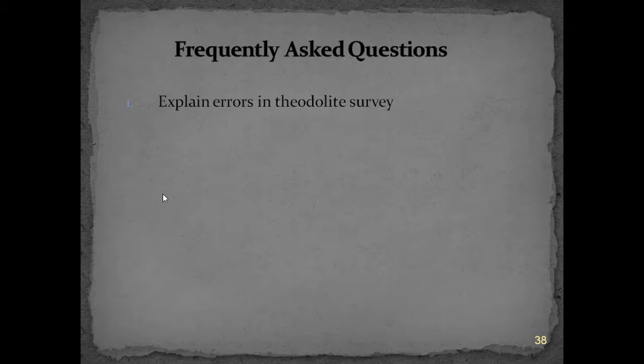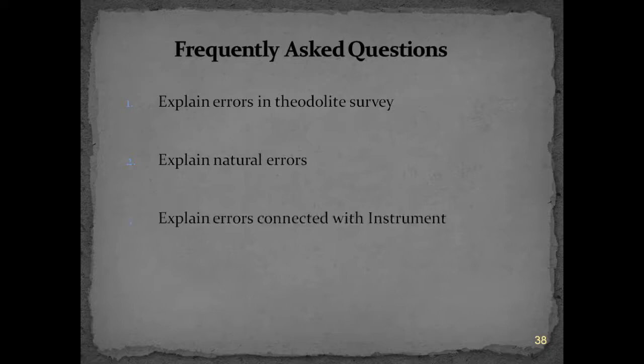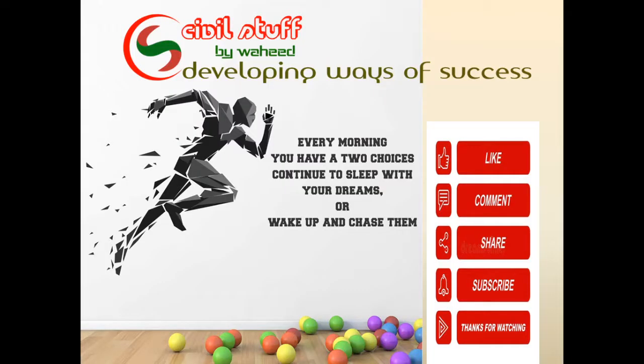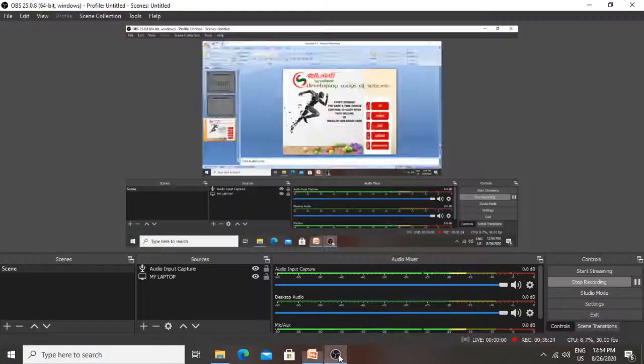Next, explain the errors in theodolite surveying. Explain the errors in the theodolite surveying, right? Next, explain the natural errors. Explain errors connected with instrument, errors connected with personnel. Okay. So with this we have completed our theodolite surveying.